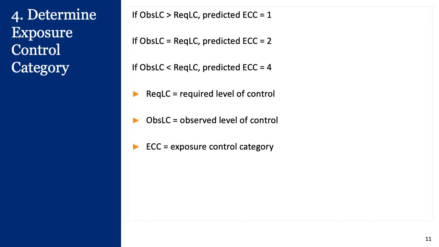And then we say, okay, is the observed level of control greater than the required level of control? In that case, the predicted exposure category is 1. If the observed level of control is equal to the required level of control, the predicted ECC is 2. And if the observed level of control is less than the required level of control, the predicted ECC is 4.